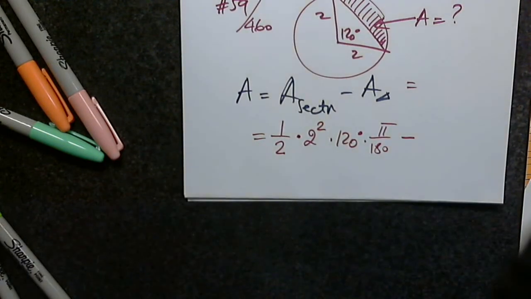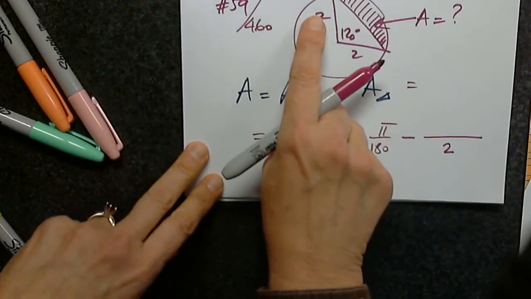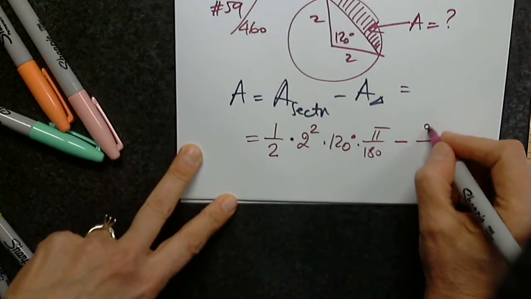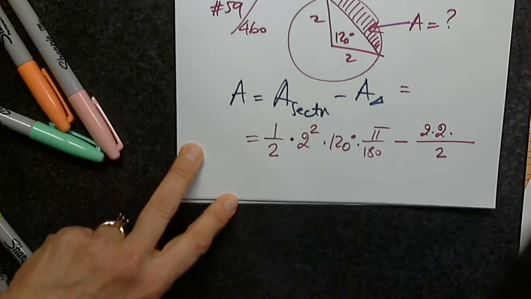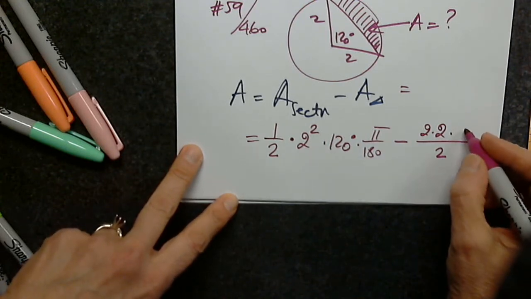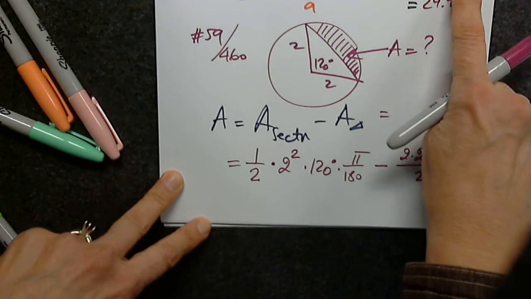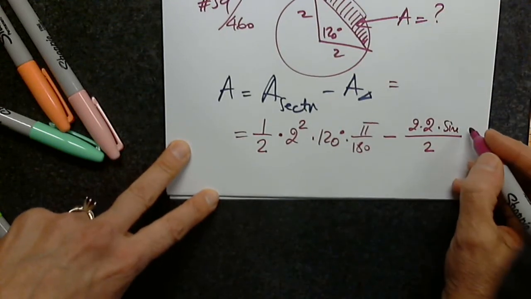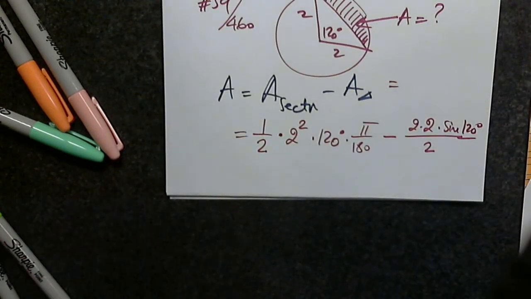Minus the area of the triangle. 1/2, or if you want 2 in the denominator, side, side. 2 times 2 times sine. When 120 is in sine, you don't have to change it into anything, right? But you just have to be careful and have the calculator in degrees.